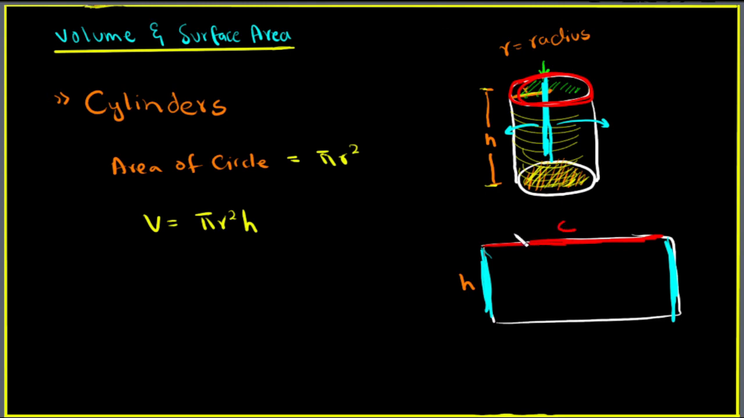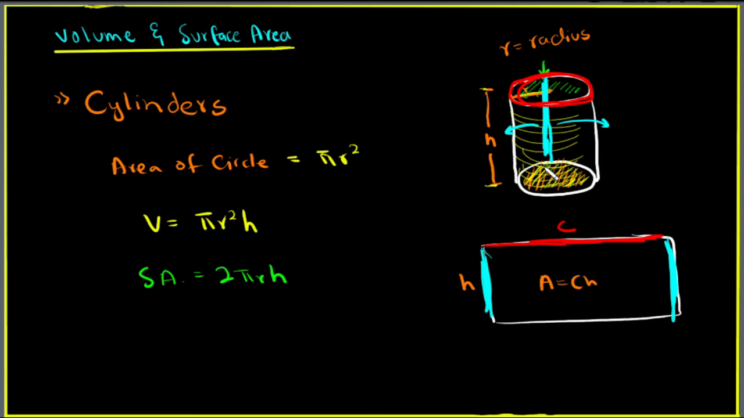So circumference into height. We just need to multiply circumference with height in order to get the curved surface area, right? So we know that the area of this is CH. So the curved surface area of the cylinder should be CH. And what is circumference? The curved surface area of the cylinder is equal to circumference, which is 2 pi r, into h, right? So this will give you the curved surface area.